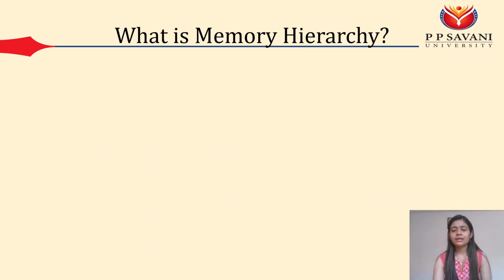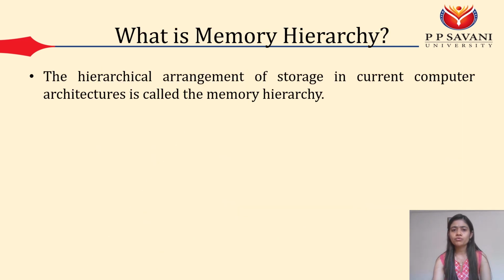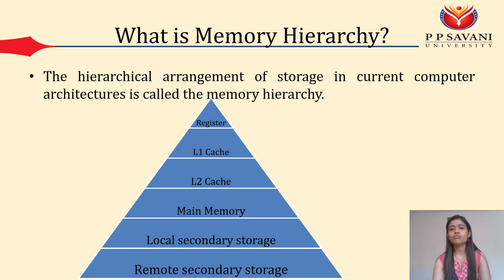So there are different types of memory. First we will get clarity about what the different memories available in a computer system are and how they differ from each other. This is a hierarchical arrangement of storage in current computer architecture, and this is called the memory hierarchy.